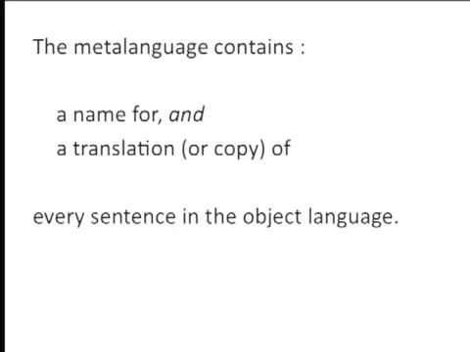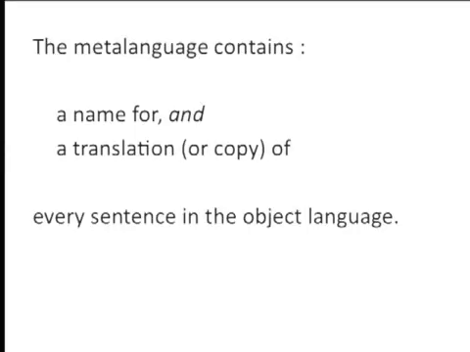Look at that. Isn't that great? That's just what you need, right? If you think this is a relentless spelling out of the obvious, you're correct. But it's worth spelling it out, I promise you. In your meta-language, you want a name for every sentence in your object language and a translation or a copy of every sentence in your object language. If you've got that, you'll be well on your way to being able to specify the meaning of every term in your object language.